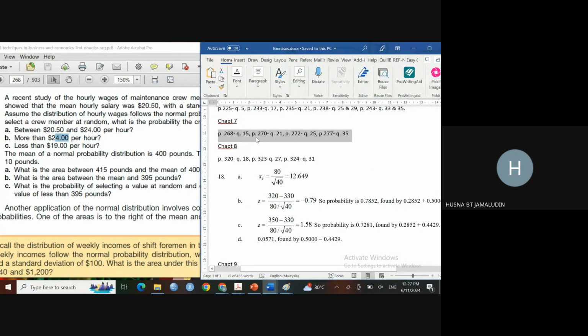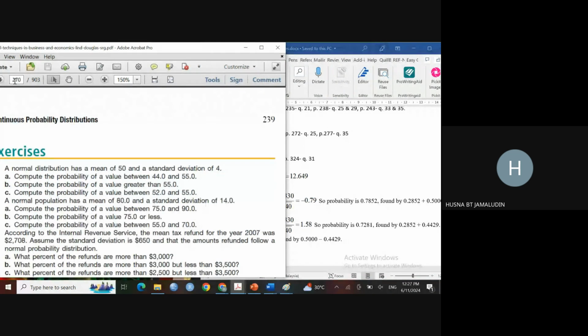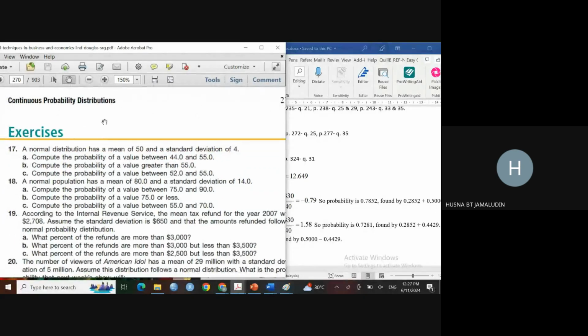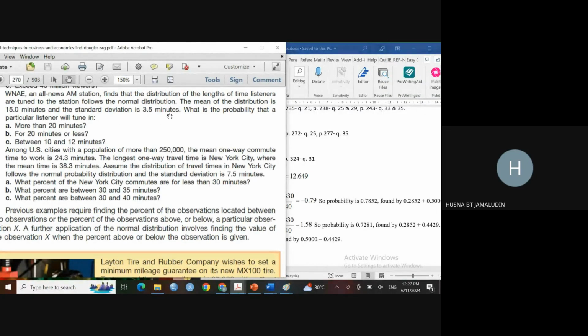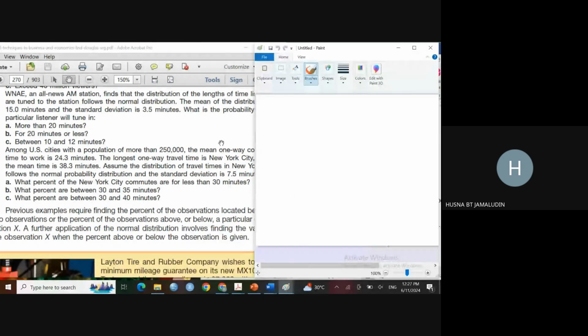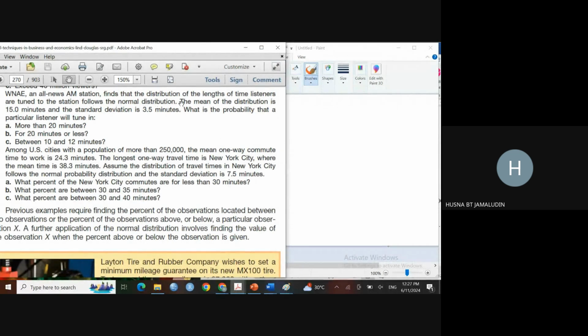Next is page 270, question 21. Where is the 21? It's here. I think this is the same thing. Let me have a look. Let's open a new sheet. Find the probability: the mean is 15 and standard deviation is 3.5. What is the probability that a particular listener will tune in more than 20 minutes, or less, and between? So basically the same example. I will just skip this example. If you can do question number 15 before, and 15 is exactly similar with our slide, you should be able to answer this question. I just give you extra exercise.